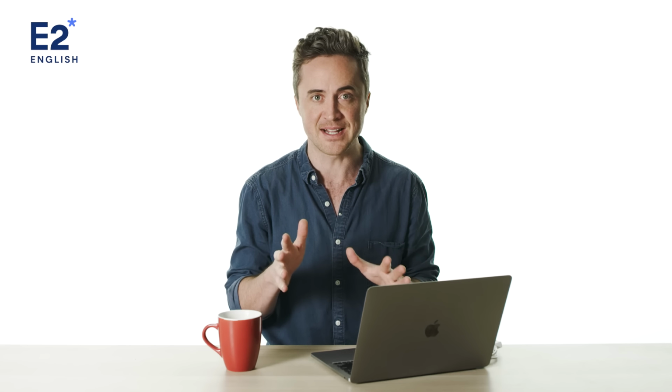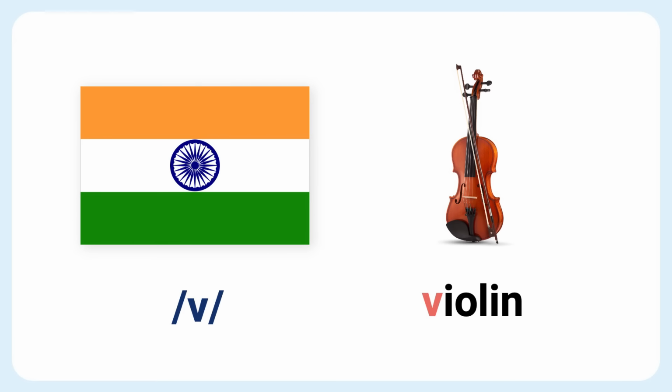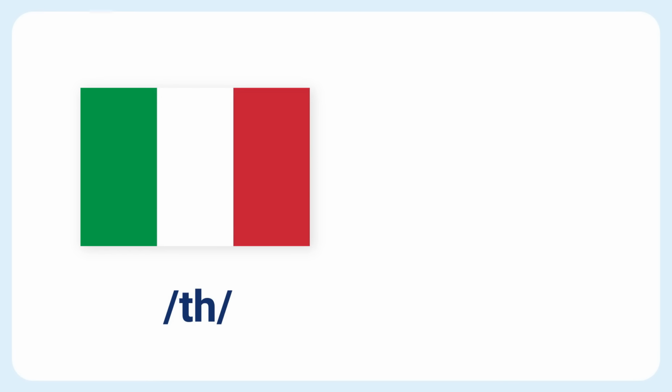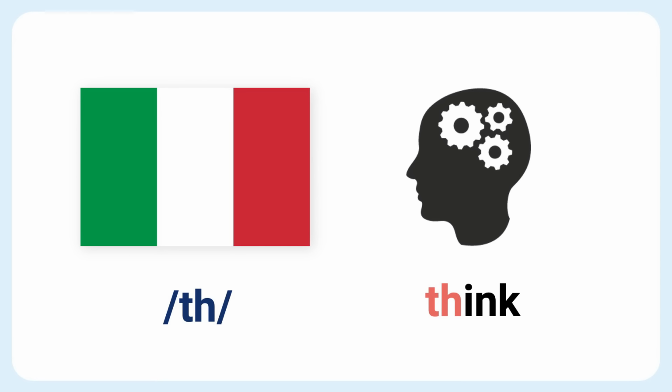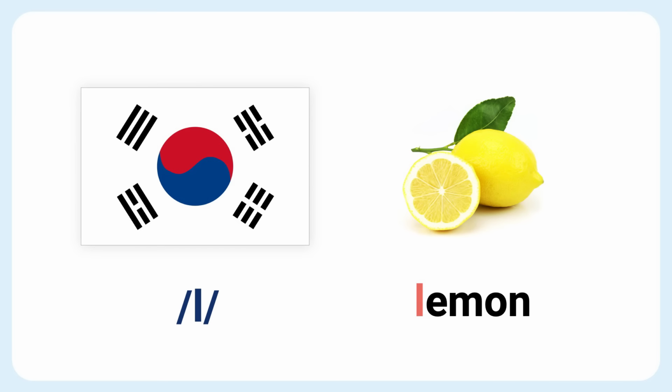Indians, for example, will need to focus on the v sound, like violin. V. Italians will need to practice the th sound, like think. Th. And Koreans will need help with the l sound, like lemon.